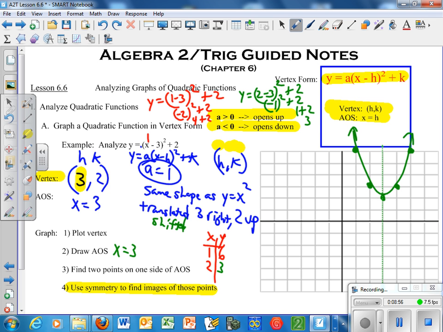So you're just seeing what the shift of the vertex has been, finding a couple of points on one side, reflecting them onto the other side across the line of reflection or axis of symmetry, and then drawing your parabola. So this basically, because a is 1, has the same width as y equals x squared, same width of the parabola. When we start changing that a value is when it makes it skinnier or wider.